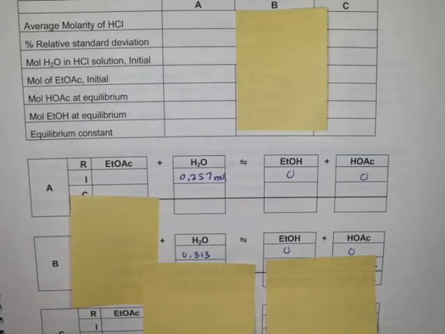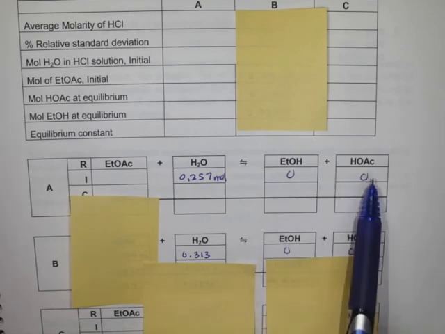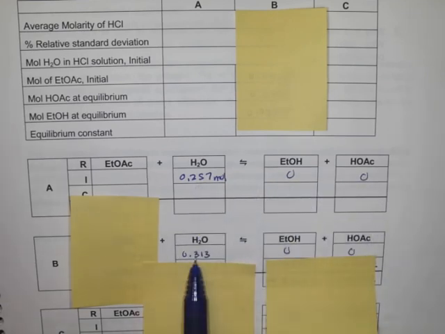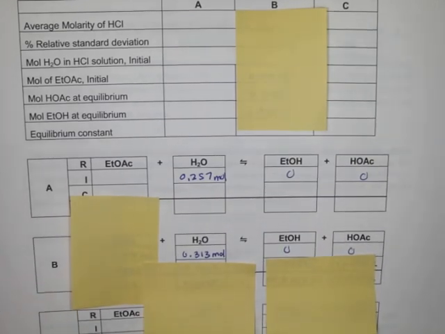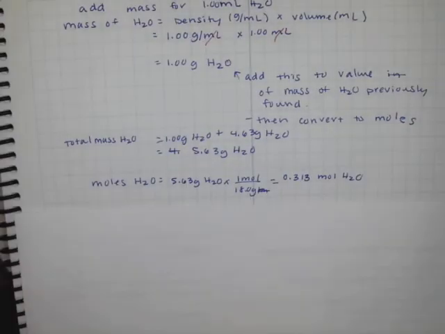Okay, so far my lab report looks like I had the 0.257 for moles of water in trial B, it's 0.313 moles. Again, this is 0, 0. So we'll come back to this page again briefly.